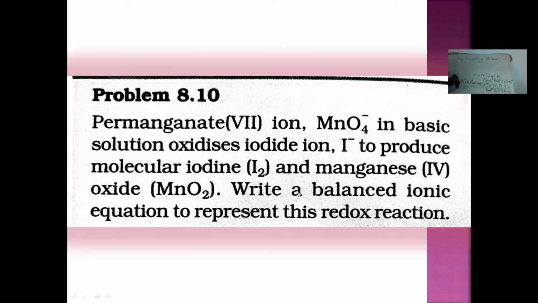To balance this equation in basic medium, firstly, you need to write that equation in ionic form. So we'll write that equation in ionic form. Look at the question, and it will be given in the form of word problems to you. This is how it will be given. Permanganate ion is present in +7 state. So you need to write that ionic equation.